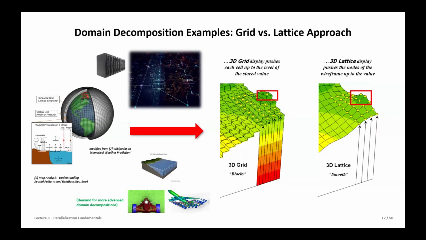And there are different ways how you can do it. Some of them you already know. The ocean we discussed with the Cartesian 3D grid. You see here a more advanced domain decomposition. We also call that adaptive mesh refinement.